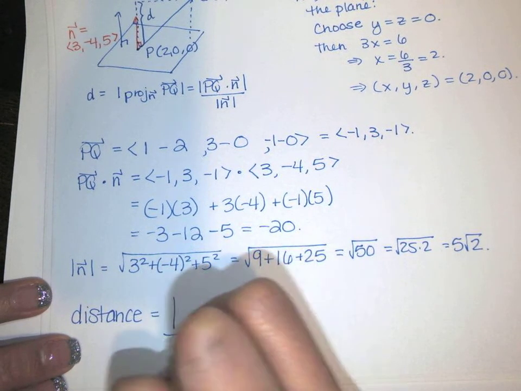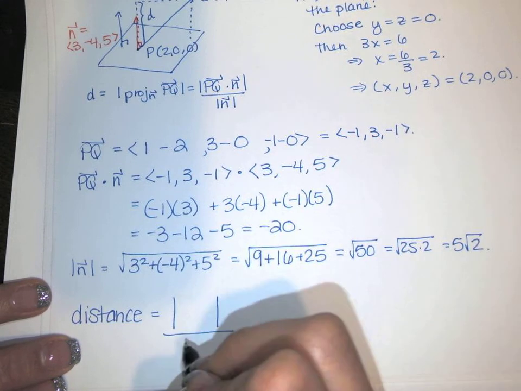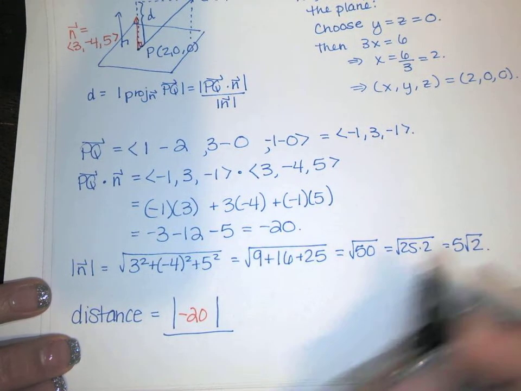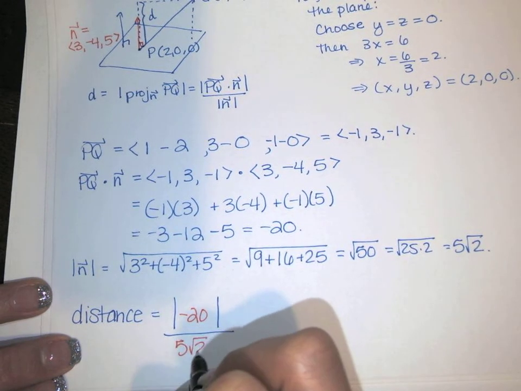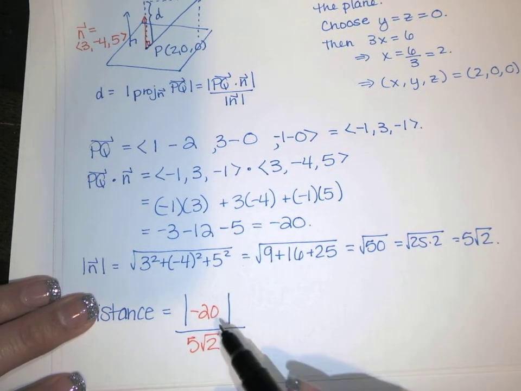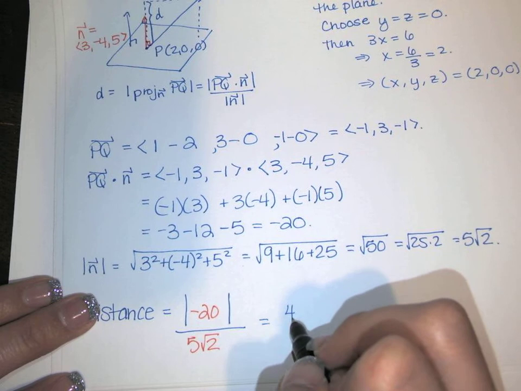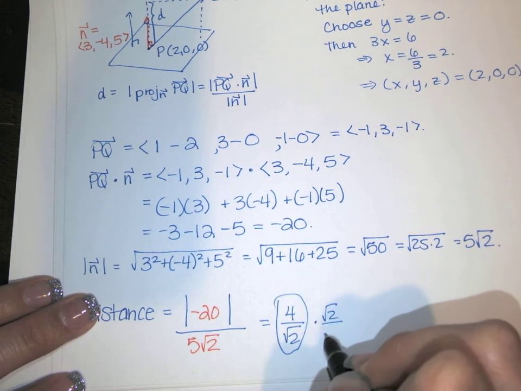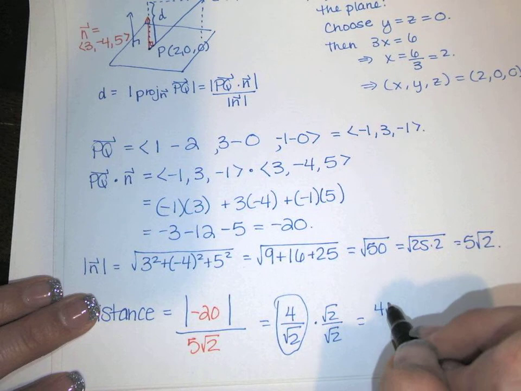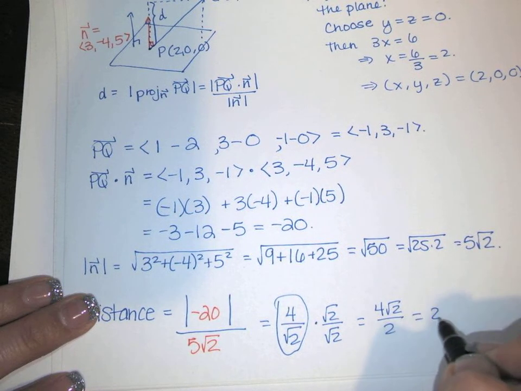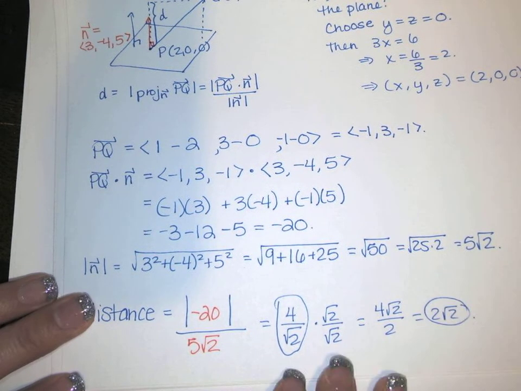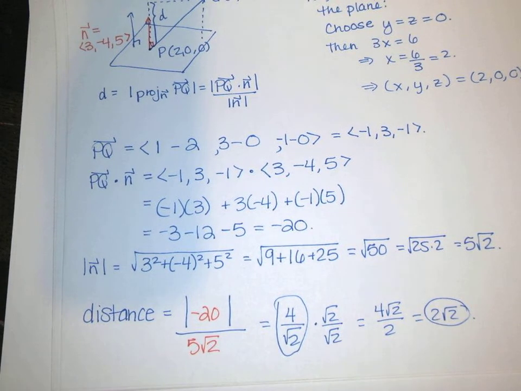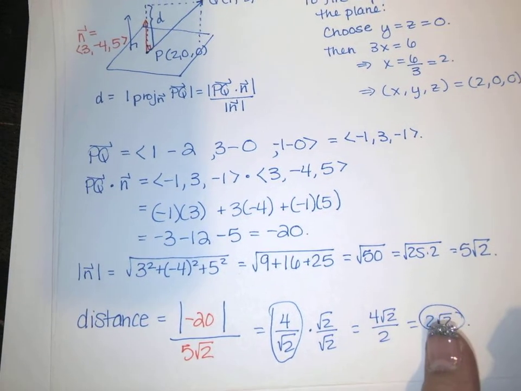It's the absolute value of PQ dotted with n, which was -20, and then we're dividing by 5 root 2. 5 goes into 20 4 times, so we get 4 over root 2. Or you could rationalize if you prefer, and we get 4 root 2 over 2, which is 2 root 2. Okay, so let's recap. How did we do this?